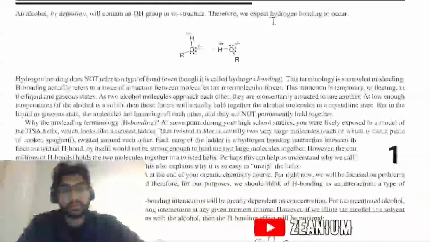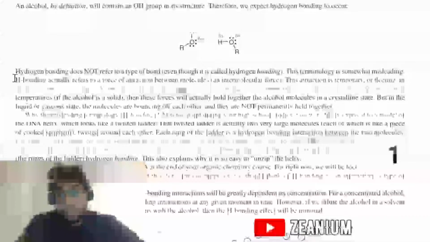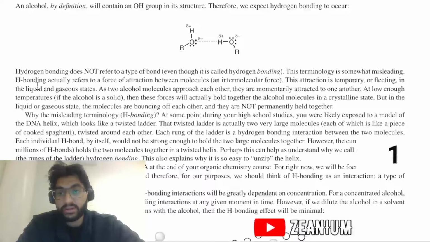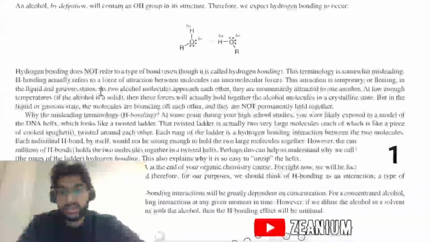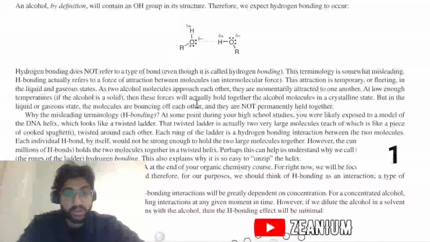An alcohol, by definition, will contain an OH group in its structure. Therefore, we expect hydrogen bonding to occur. Hydrogen bonding does not refer to a type of bond, even though it's called hydrogen bonding. This terminology is somewhat misleading. H bonding actually refers to a force of attraction between molecules, an intermolecular force. This attraction is temporary or fleeting in the liquid and gaseous states. As two alcohol molecules approach each other, they are momentarily attracted to one another.